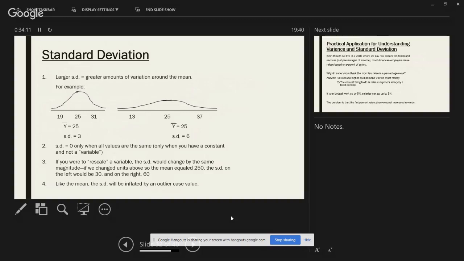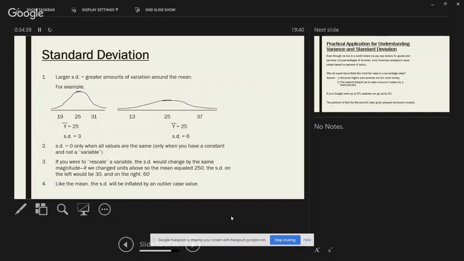Basically we have a constant number, so logically we won't be calculating standard deviation in that case, but in that case, it should be zero. And if you were to rescale a variable, the standard deviation would change by the same magnitude. If we change the units above, so the mean equal to 50, the standard deviation on the left would be 30, and on the right it would be 60.